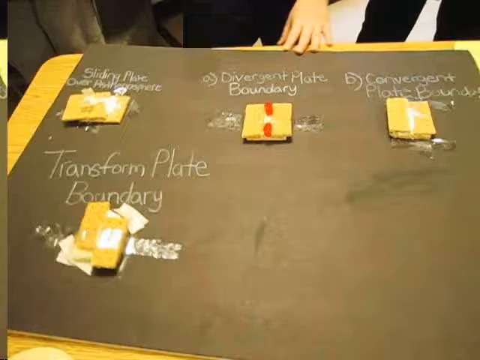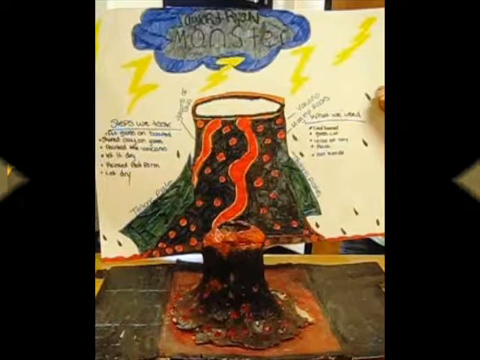At a transform plate boundary, two plates slide against each other in a sideways motion. When the boundaries slide past one another, they don't become larger or smaller. The two massive plates pushing against one another builds up energy. Occasionally, this energy is released suddenly in the form of large earthquakes.